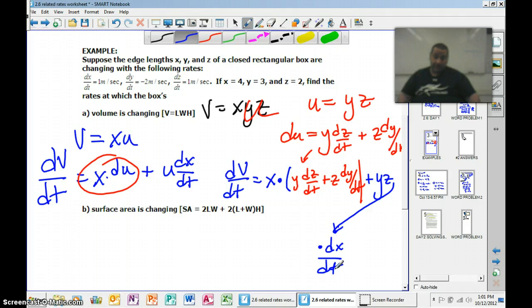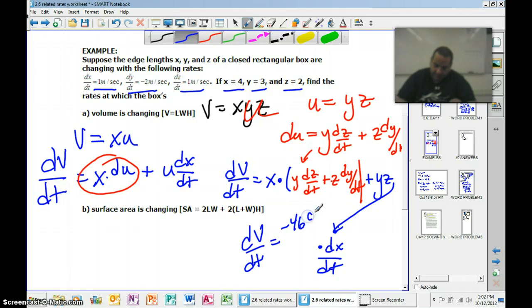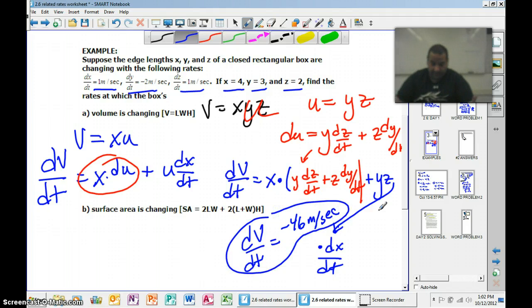All I have to do now is plug and chug. I have all the numbers for each one of these. Plug them in, and when the smoke clears, you're going to get dv dt equal to negative 46 centimeters, this is meters per second. So when you plug all the numbers in, that's what you'll get. You'll probably see it in class.